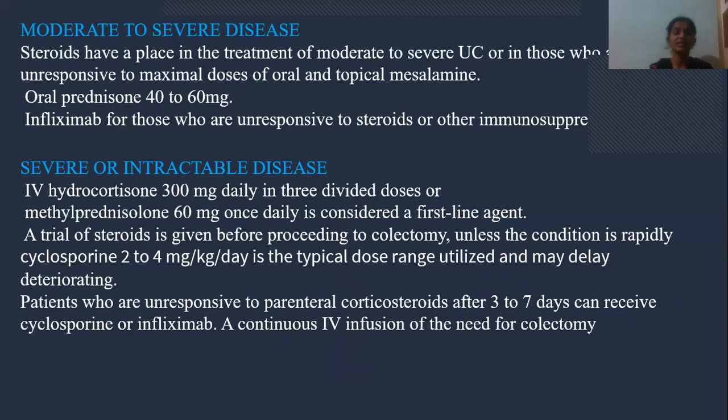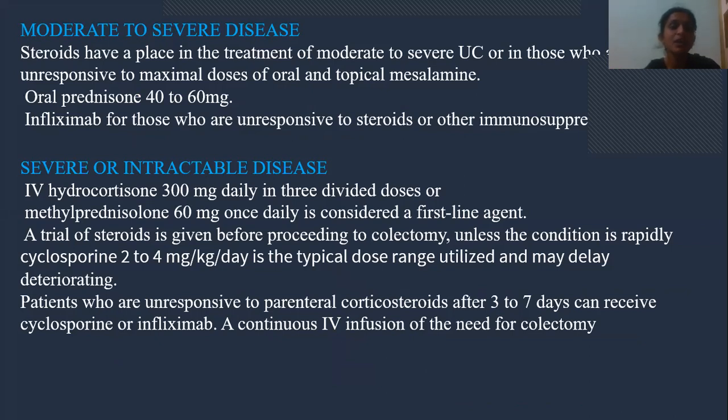And then if the disease is moderate to severe, along with oral mesalamine or aminosalicylates, we'll start the patient on steroids. Steroids are used in the treatment of moderate to severe ulcerative colitis when patients are unresponsive to mesalamines alone. If the patient is not responding to mesalamines, then we'll add steroids. Prednisolone tablets can be given, 40 to 60 mg per day, depending on tolerability.